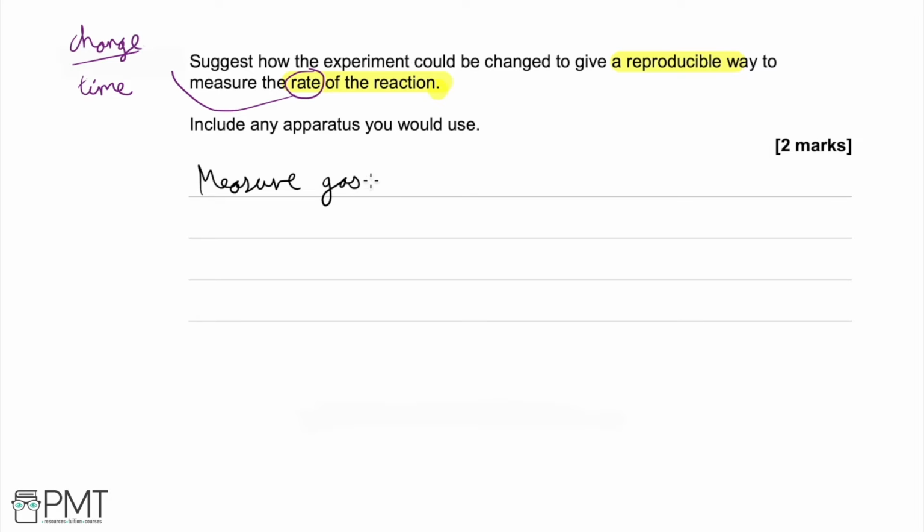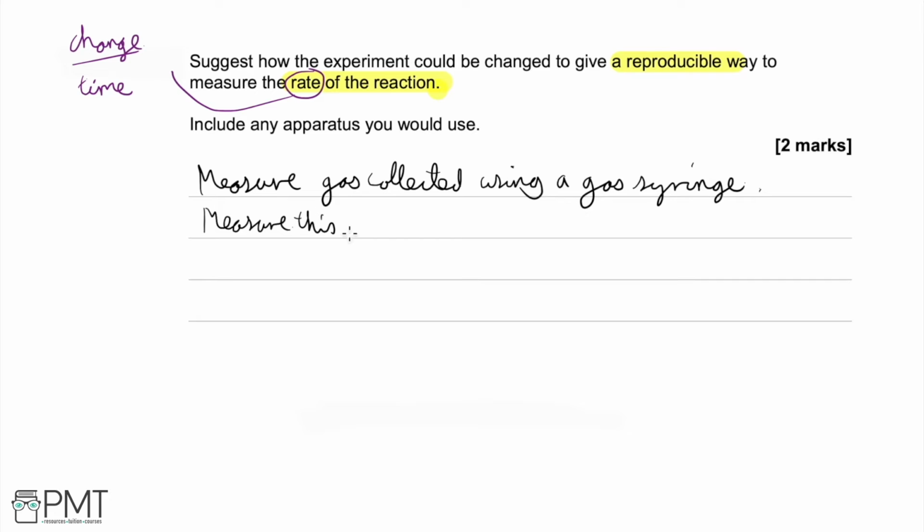Well, we know here from the previous part of the question that CO2 is produced, so we can measure this. The best way to measure this is to use a gas syringe, which shows the volume of gas being produced. Now, as we've previously mentioned, we also need to know the time. So we're going to use a stopwatch and measure the amount of volume in a given time for each experiment.